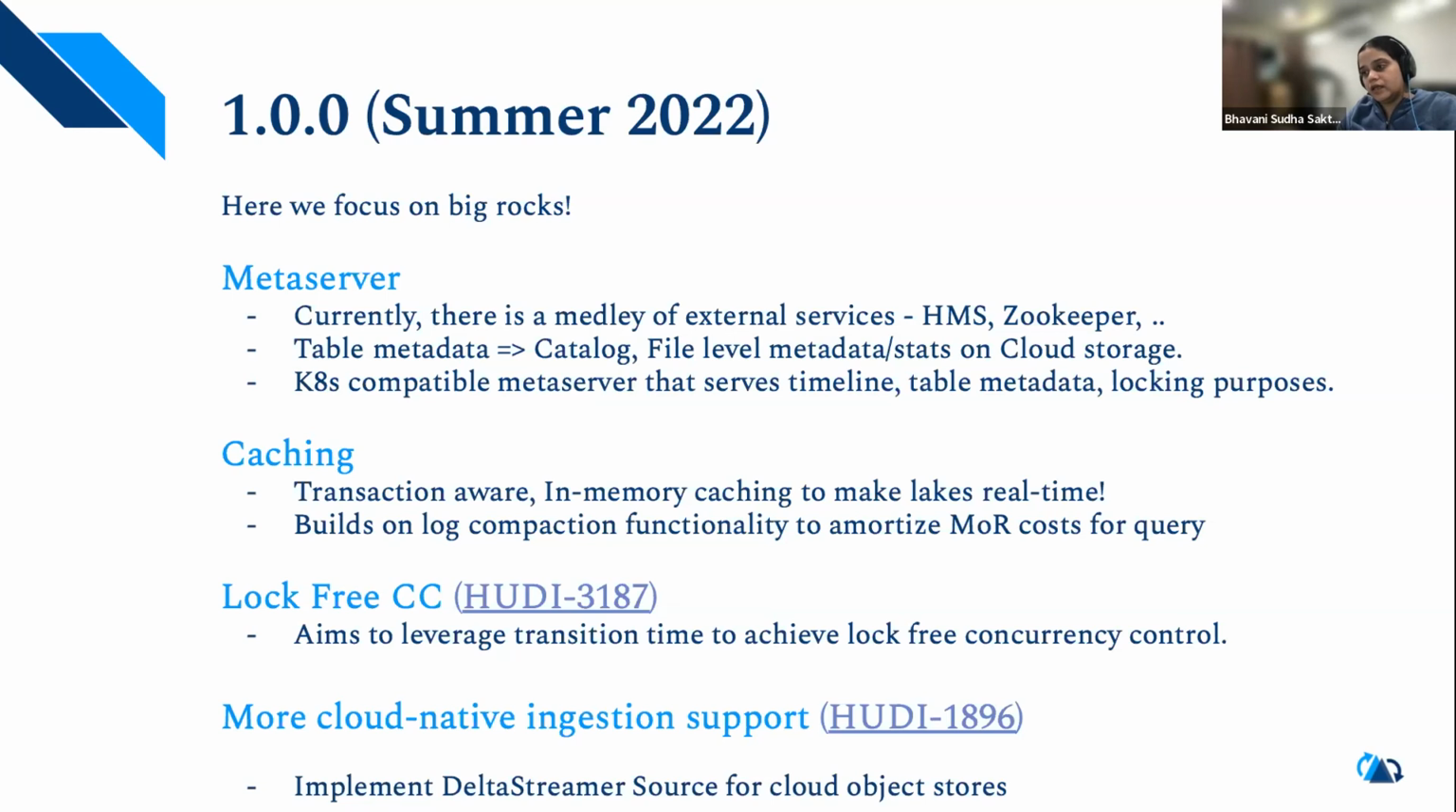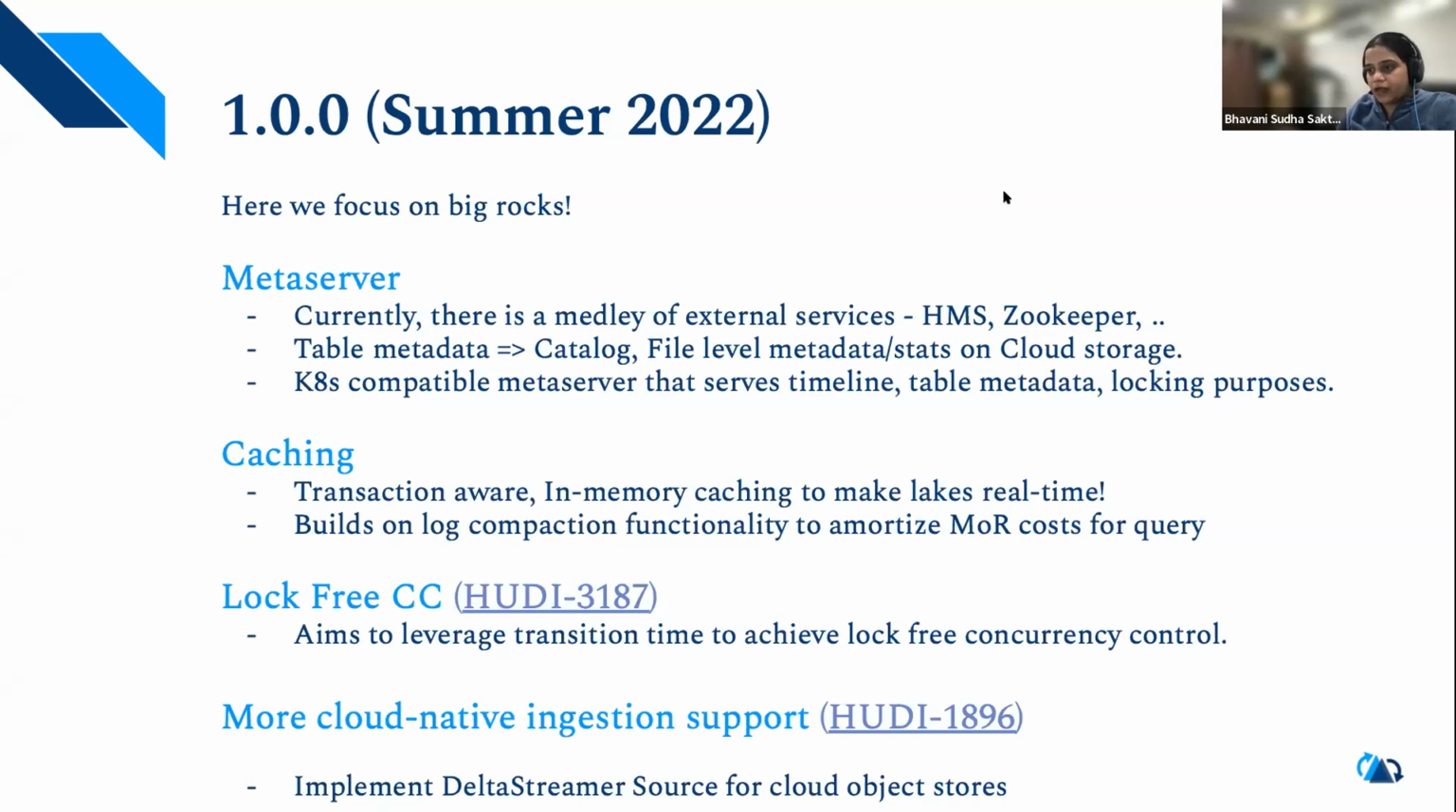The lock-free concurrency control will aim at exploring how to achieve lock-free concurrency control. The idea here is to use, you can see the Hudi 3187 for details, but the high level idea is to see if we can leverage the transition time for every action in the Hudi timeline as well to see if there are any contentions.